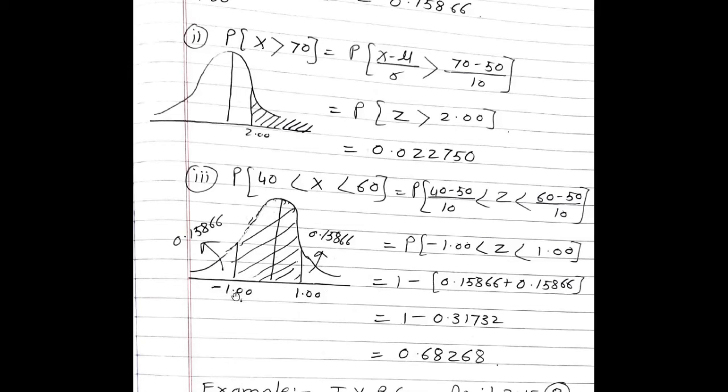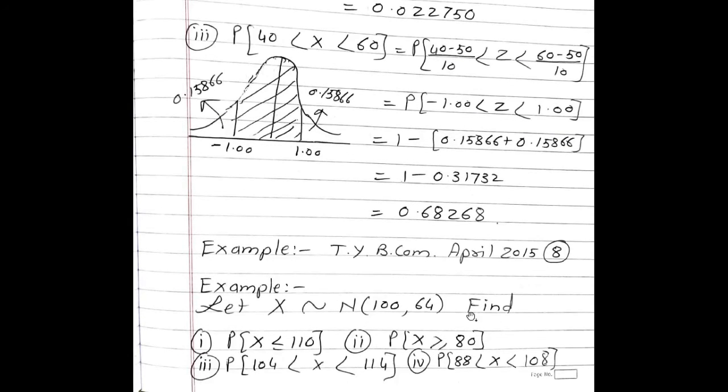If I see the value of 1.0 in the 0 column, the value is 0.15866. Same is the value for positive ordinate also, but the value which we are getting is tail part. We want the middle part. So to get the middle part of the problem, we can write 1 minus 0.15866 plus 0.15866, which is equal to 1 minus 0.31732, which is equal to 0.68268.